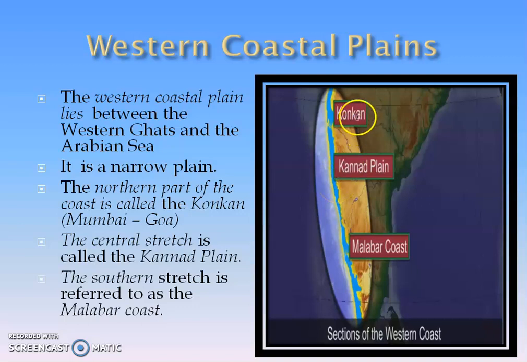The northern part of the coast is known as the Konkan coast, which extends from Mumbai to Goa. The central stretch is known as the Kannada Plain, and the southern stretch of these plains is referred to as the Malabar Coast.